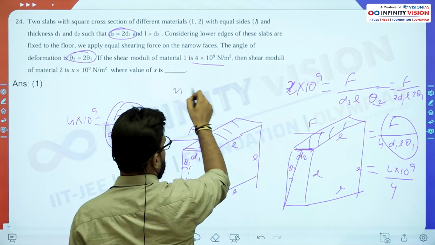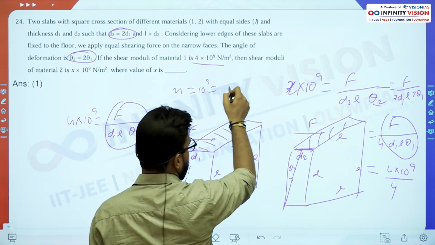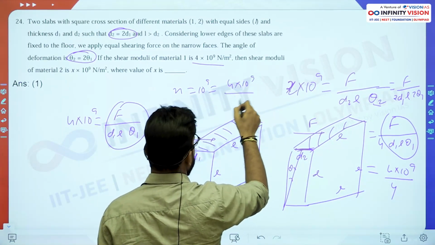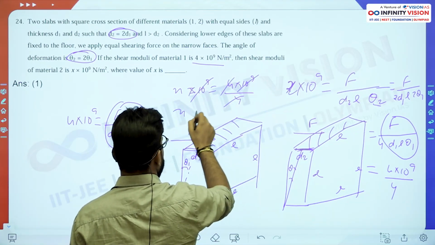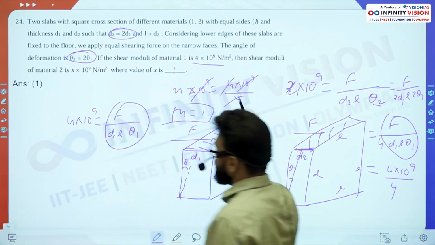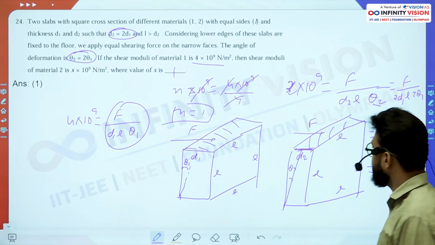So x into 10 raised to power 9 comes out to be 4 into 10 raised to power 9 by 4. 4 will cancel out, 10 raised to power 9 will cancel out. x comes out to be 1. So the final answer that we are getting is 1.